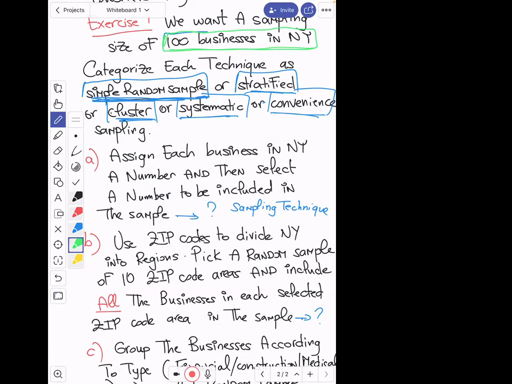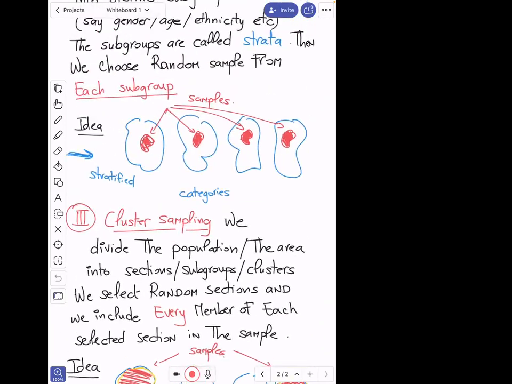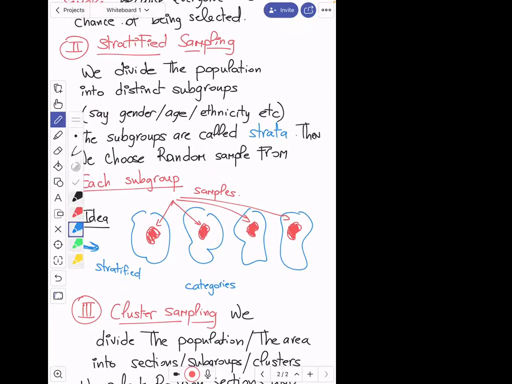So let's see, is this a stratified sampling? Well, remember, in stratified sampling we are supposed to divide the population into subgroups, right? Let me come back to the definition here. We divide the population into subgroups or categories. I have like 4 categories. I divide my population into categories, right?